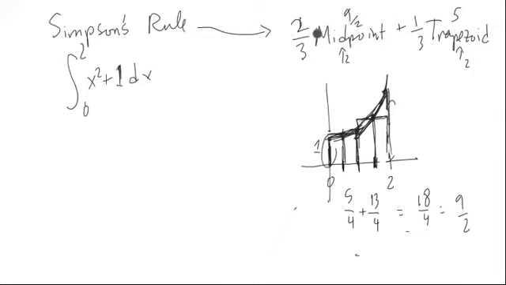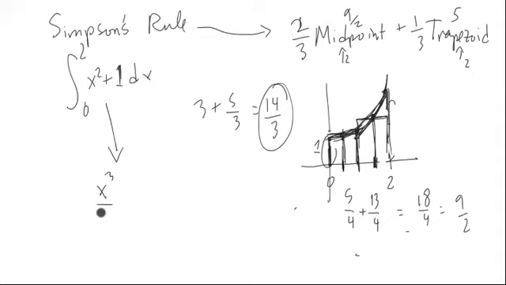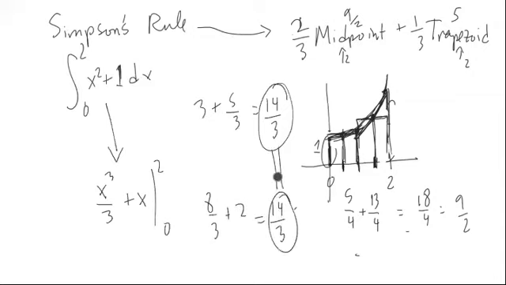And if we work this out, multiplying that out, we end up getting 3 plus 5/3, which would be 9 plus 5, so 14/3, as our approximation using Simpson's rule. Now, let's try this out, actually. If we integrate this, we get x cubed over 3 plus x, from 0 to 2. We get 8/3 plus 2, which is 14/3. The same. It was exact, even though we only used so few subintervals.